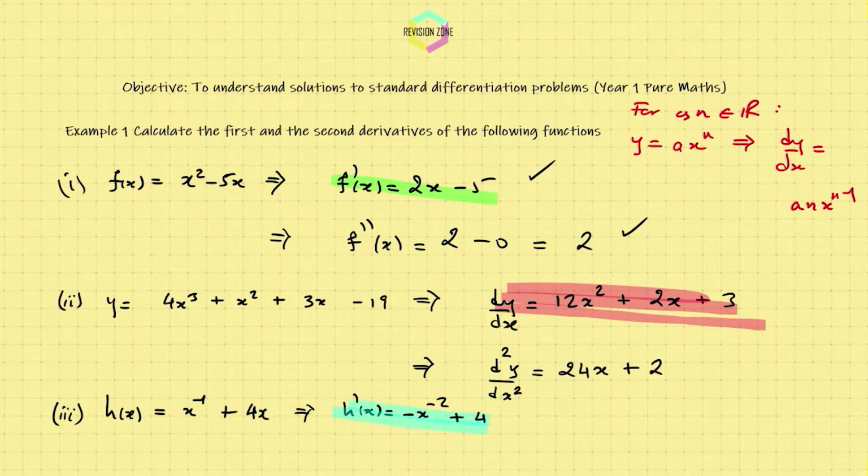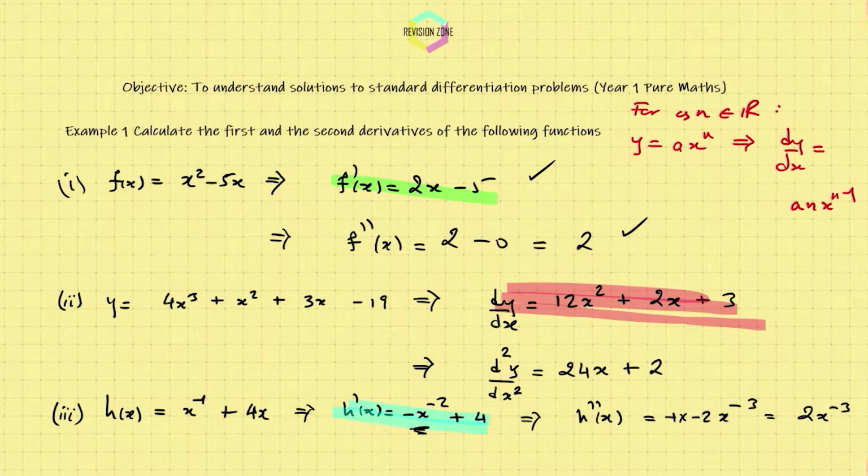I can now differentiate that as a function to get my second derivative. So h double prime of x is going to be, looking at the first term, minus 1 times minus 2 x to the power of minus 3, and then the 4 differentiates to give me 0, so I can simplify this to say 2x to the minus 3. So with that, we've done the first example.